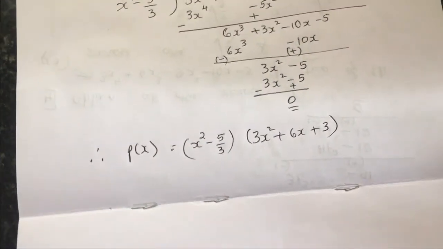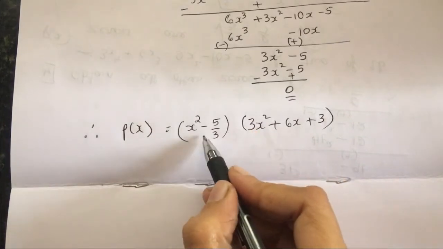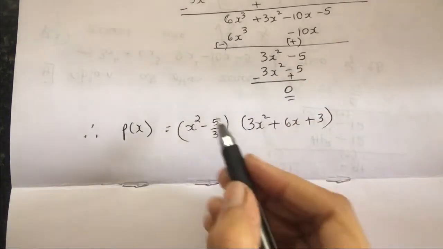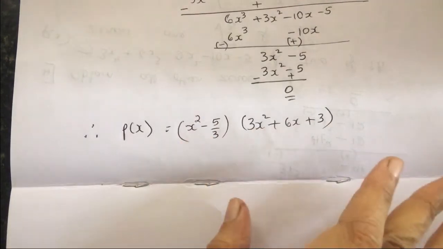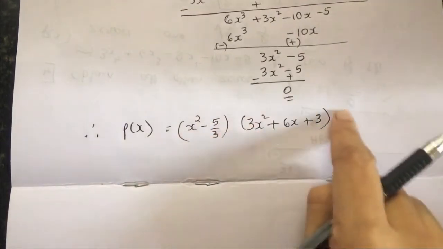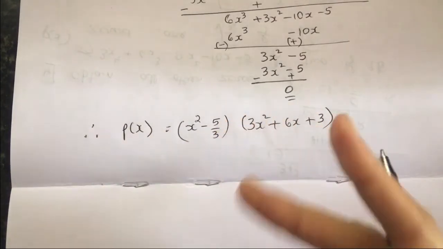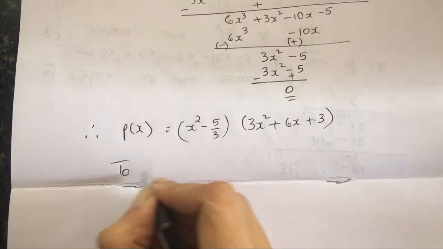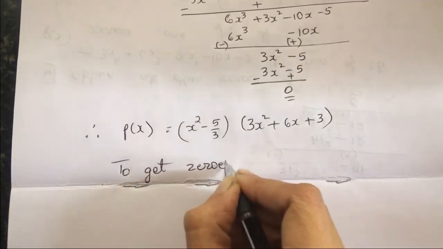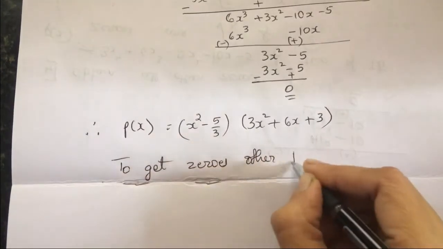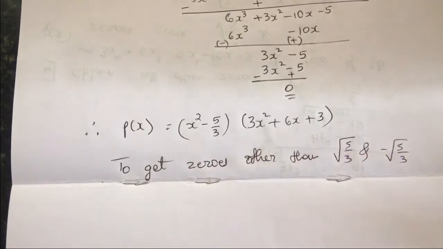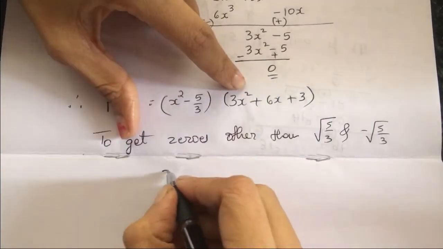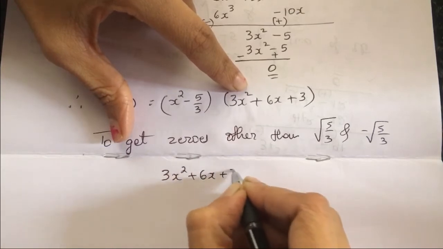Now how will you get the zeros? In fact, you are just equating p of x to 0, right? In the sense, this is equal to 0 and this is equal to 0, right? So this is equal to 0 means x equal to root 5 by 3, x equal to minus root 5 by 3. This is already given to you. They have already given this. Now I have to equate this equal to 0, so that I'll get 2 more zeros, right? So these two they have already given. For that sake I'm equating 3x square plus 6x plus 3 equal to 0.